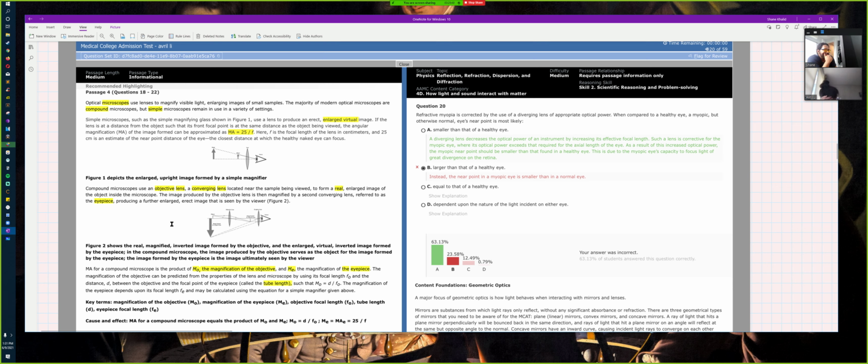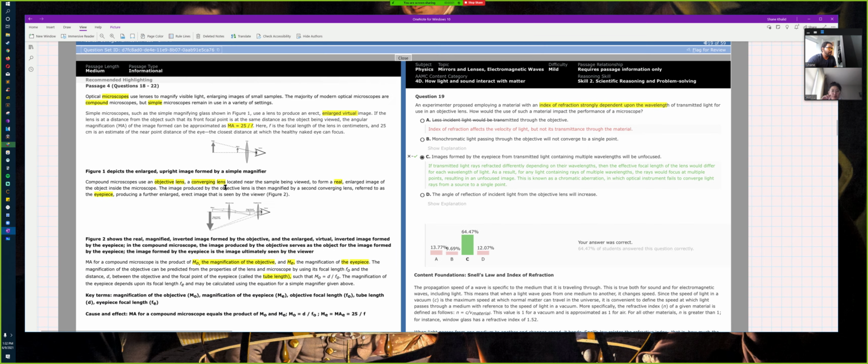Oh wait, this is like what we talked about before with myopia, where I talked about eye length. Oh wait, I skipped one. Sorry. So, 19.